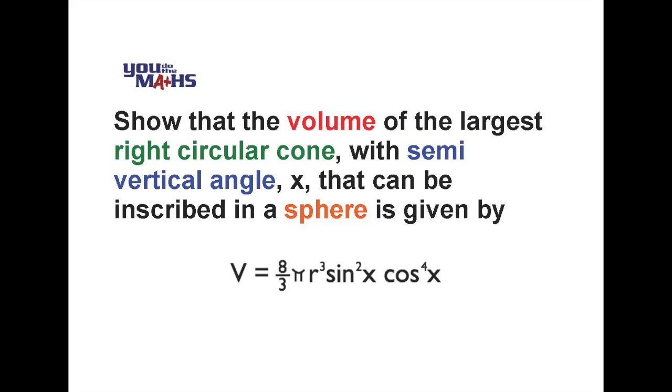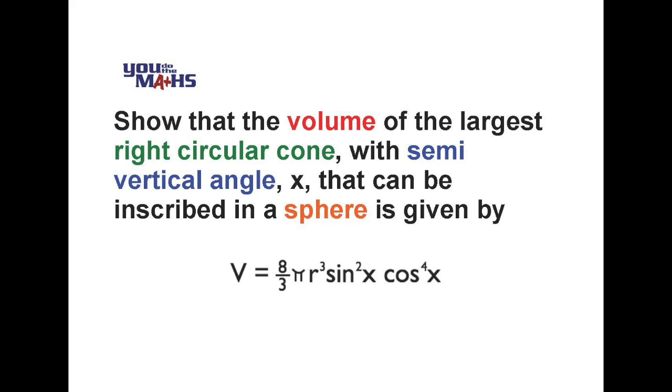We need to find the volume of the largest right circular cone, so in other words the cone is pushed right to the boundary of the sphere. It has a semi-vertical angle x and it is inscribed in the sphere, and we're trying to determine a volume formula based on those key details.